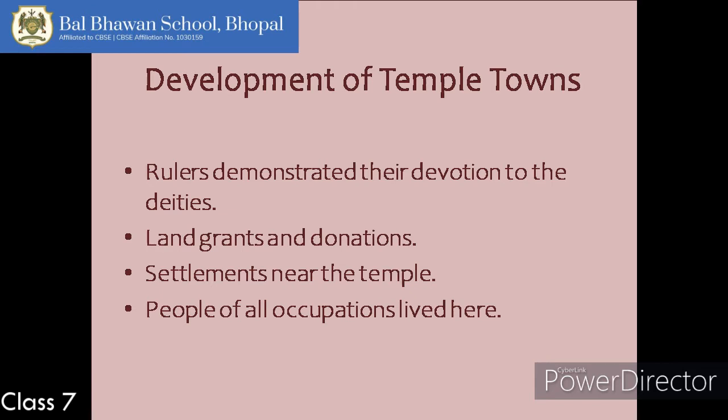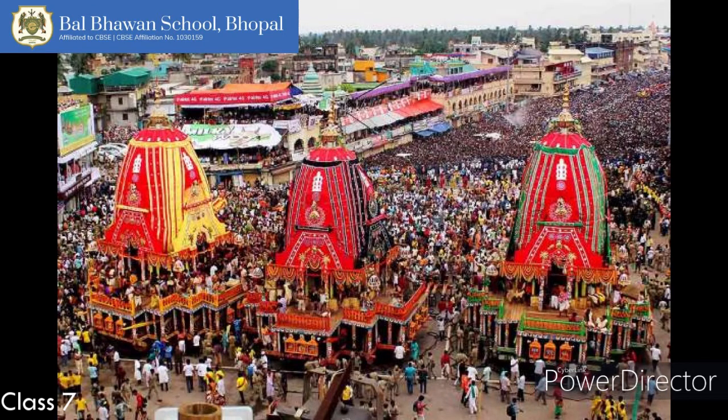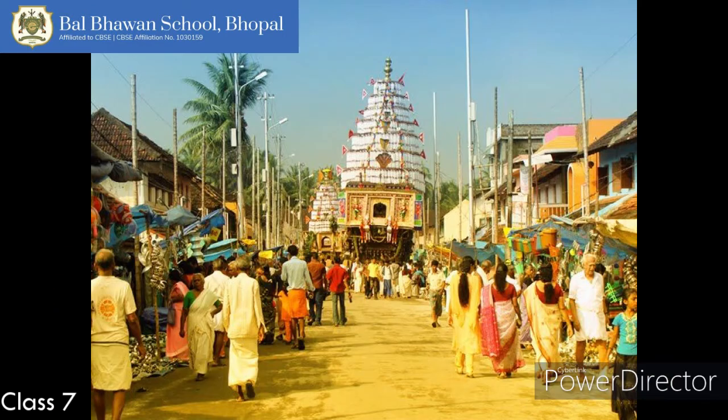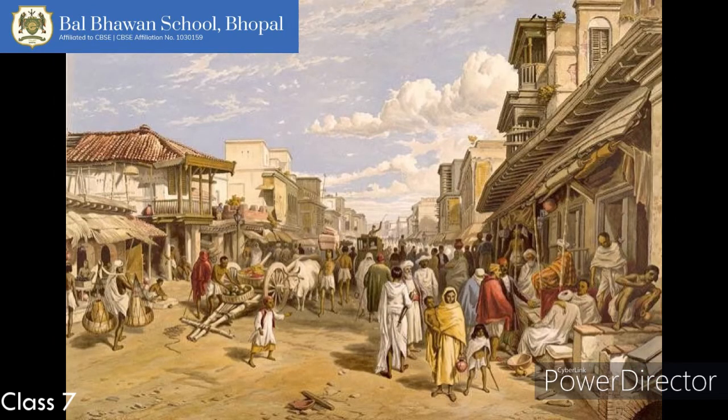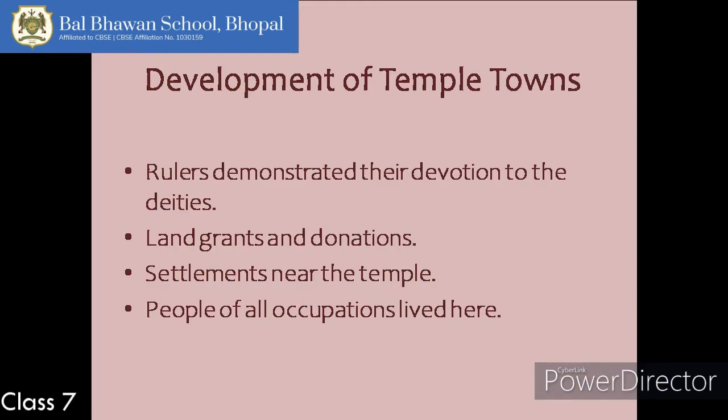The kings also fed the pilgrims and the priests and also carried out all of the festivities that went on in these temples. Temples used their money to finance trade and banking. Gradually, many priests, artisans, workers, traders, etc., settled near the temple to cater to the needs of the temple as well as the pilgrims. This is how the temple towns grew.